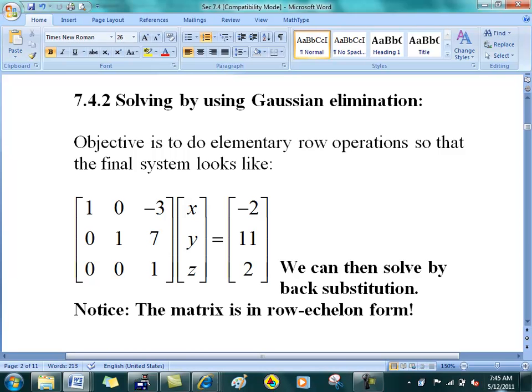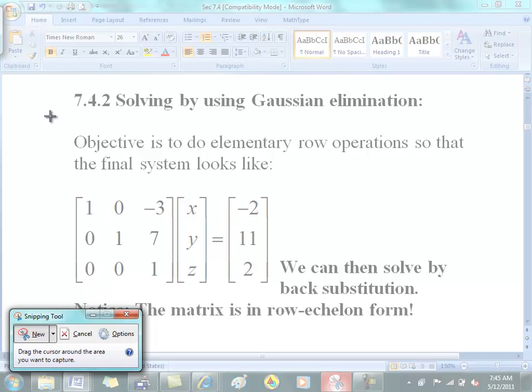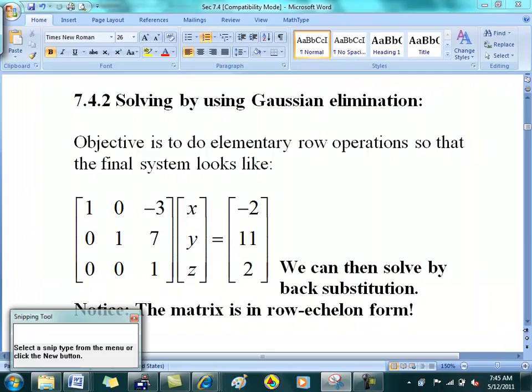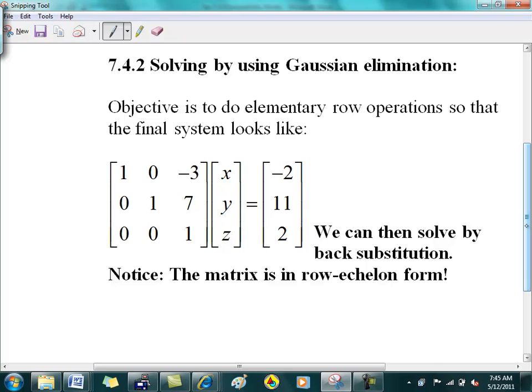Solving by Gaussian elimination. So what you want to do is some massaging on the matrices. Okay, I'll show you what that means. And put it in row echelon form. So here's your matrix in row echelon form. Okay, and then you know that you can back substitute out of this, because from here you know that z is equal to 2. Does everybody see why? Yeah?